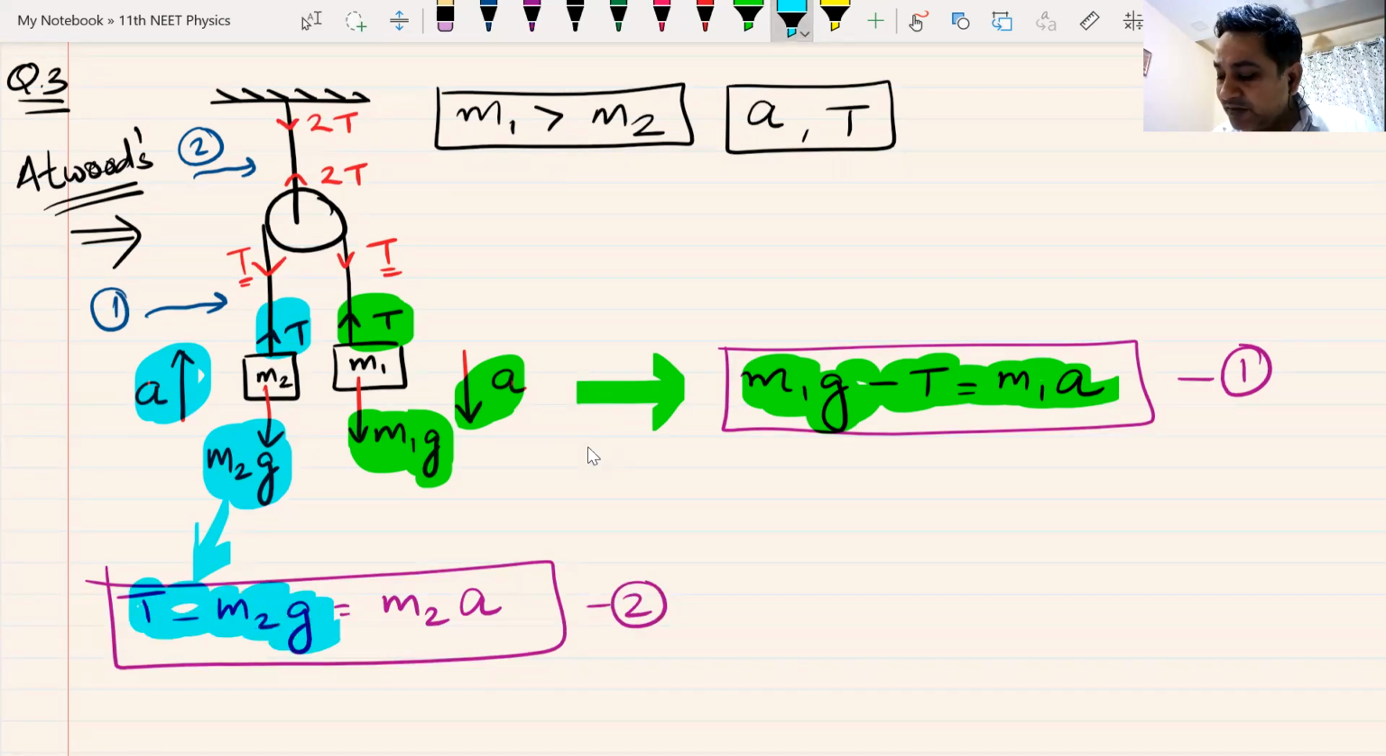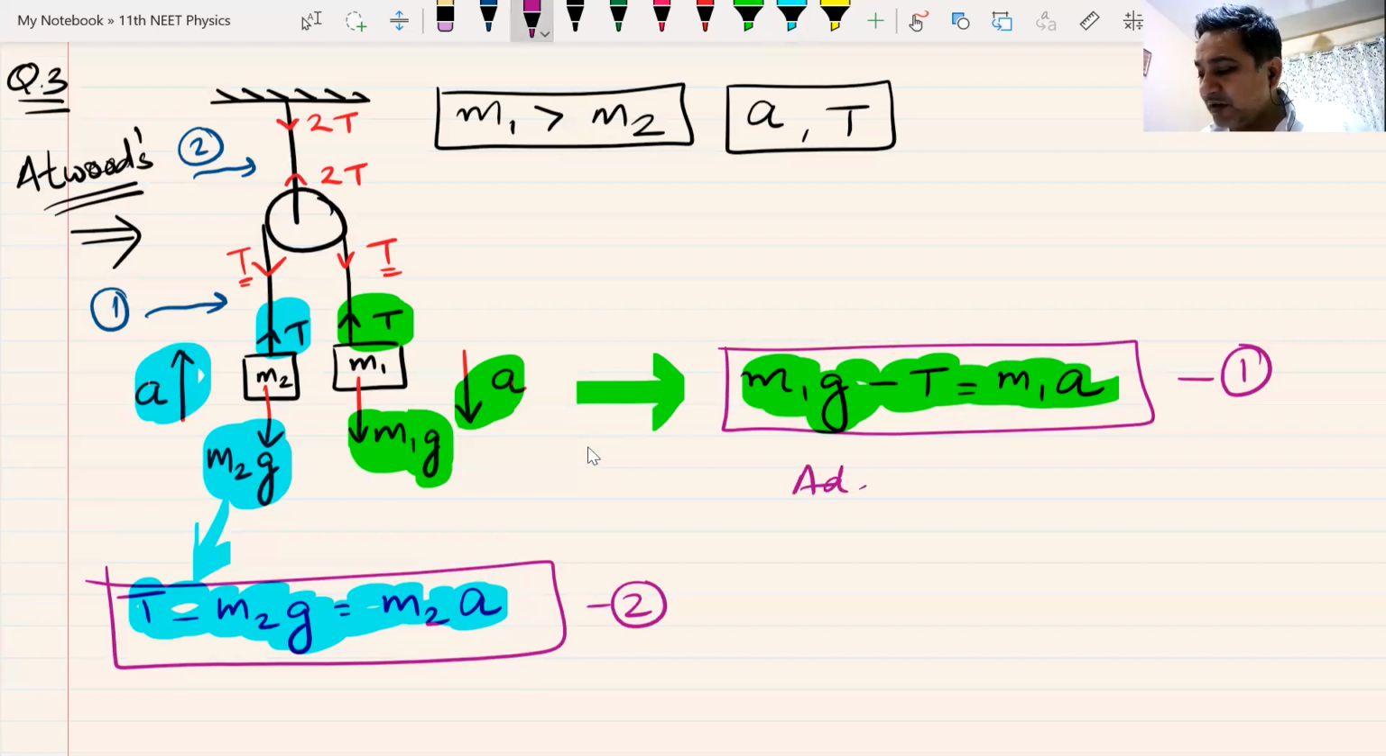This has come from the green thing that you see. T is upwards, m2g is downwards, acceleration is upwards. T minus m2g is m2a. Do we all understand this? Now, how do I solve this equation? Remember the old funda of adding 1 and 2. As soon as you add 1 and 2, T gets cancelled.